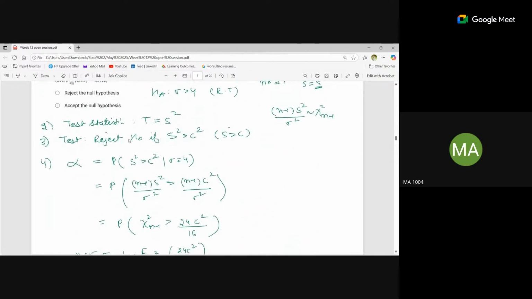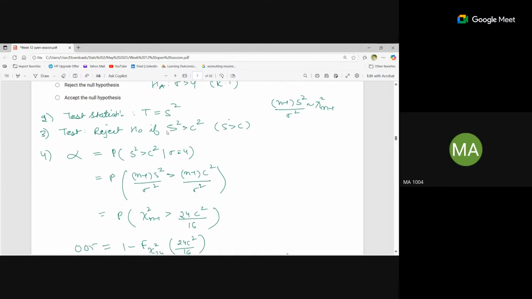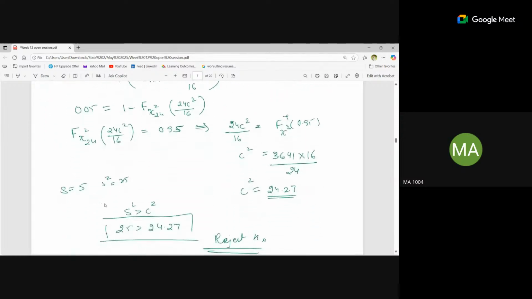Is the solution clear? Yes, ma'am. Ma'am, in the solution we compare with the given variance 4, and in the end we see the given sample standard deviation. Because by test statistic it was the sample variance, right? So I will be comparing my critical value with the sample variance, right?